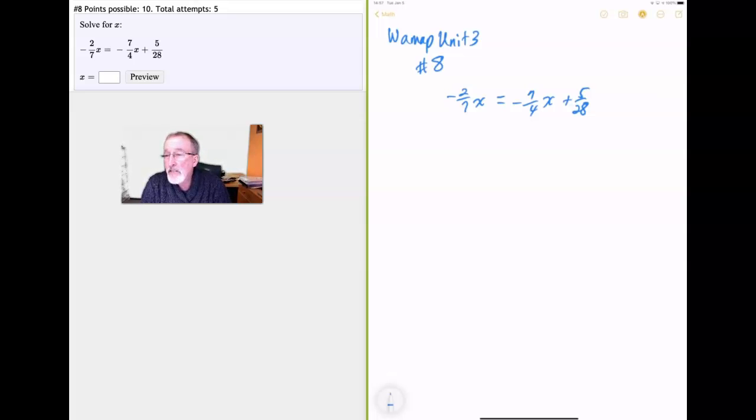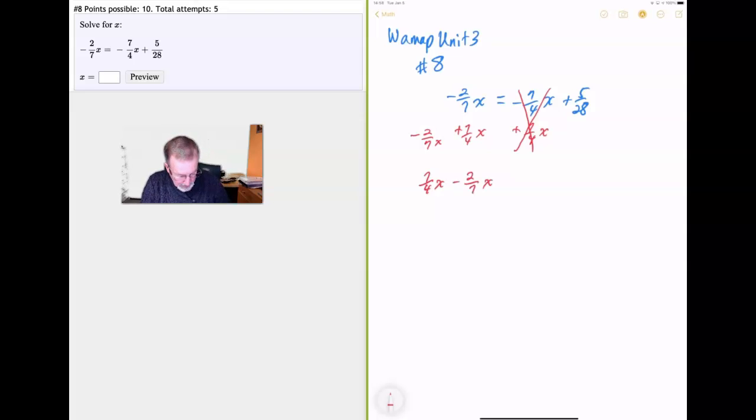We know how to get all the x's onto one side and combine like terms. So let's go ahead and try that. I'm going to add 7/4 x to both sides, right? And so we have negative 7/4 x and positive 7/4 x, and they cancel each other out. And over here we have negative 2/7 x and positive 7/4 x. So effectively we are saying 7/4 x minus 2/7 x.